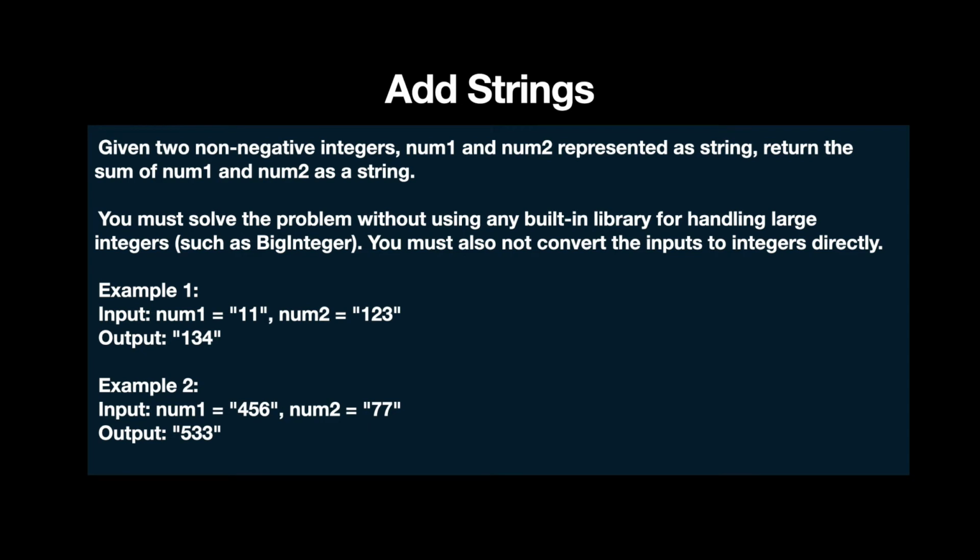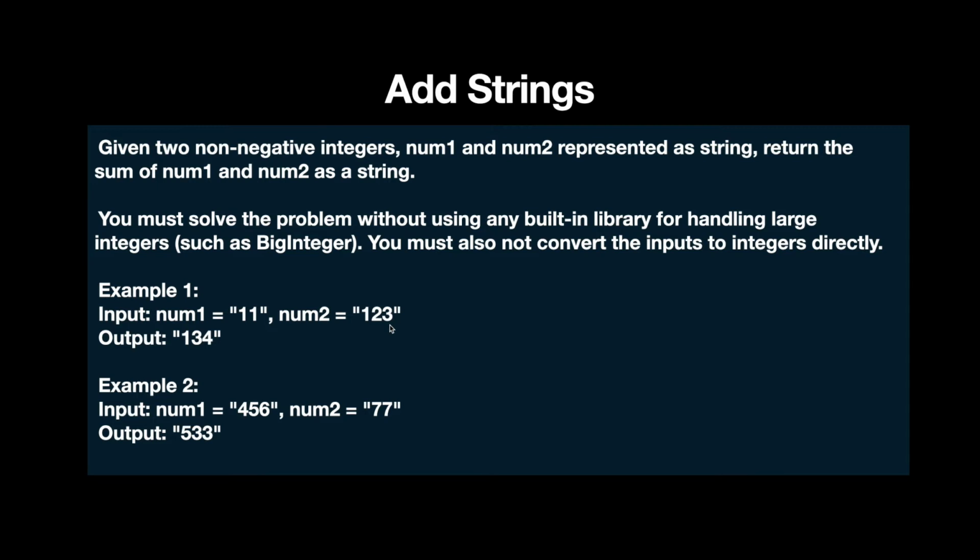The next question is add strings. So instead of adding two numbers, we are given two strings, right? We have to add these strings and return the output in string format only. So 11 and 123. If you convert them into integers and add them, it would be 134, right? But the problem is you cannot use any built-in library for converting the string to an integer. So that is the problem.